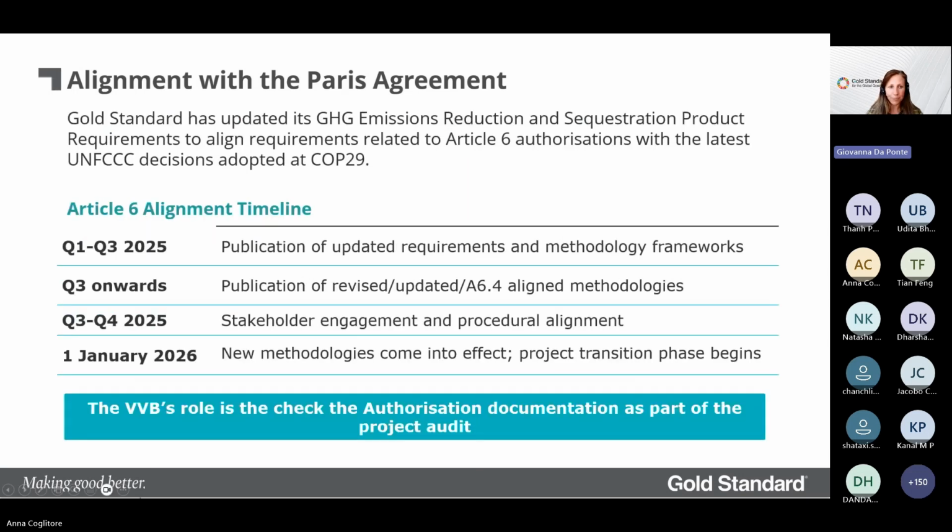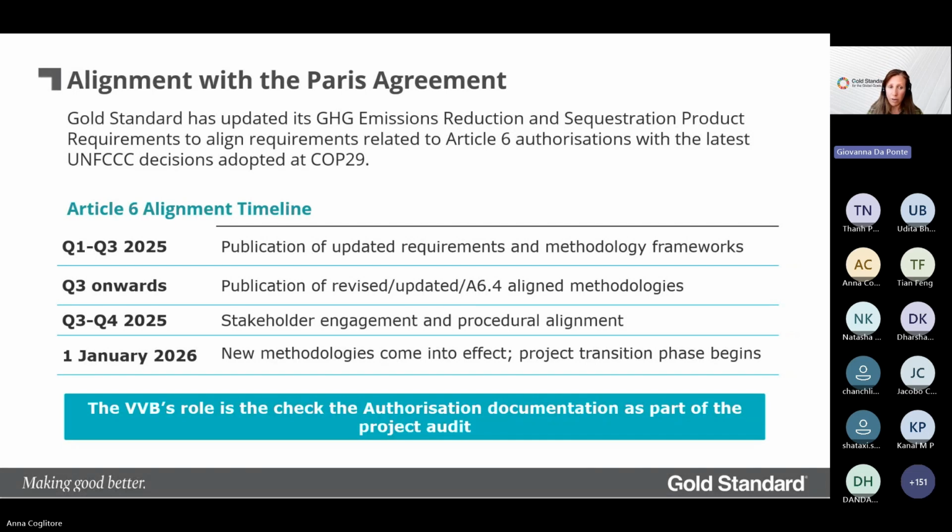Next slide, please. And the next slide, of course, is my last slide on the alignment of Article 6. Gold Standard has updated its GHG emission reductions and sequestration product requirements to align to the requirements related to the Article 6 authorizations. And something very important to keep in mind is this Article 6 alignment timeline.